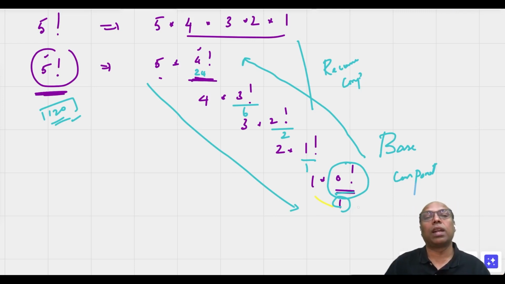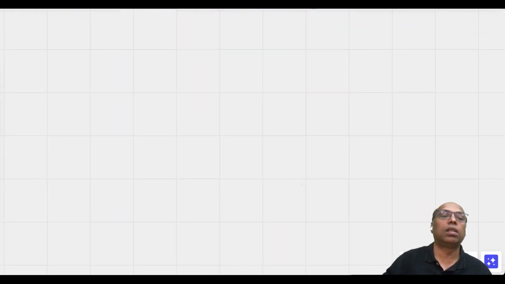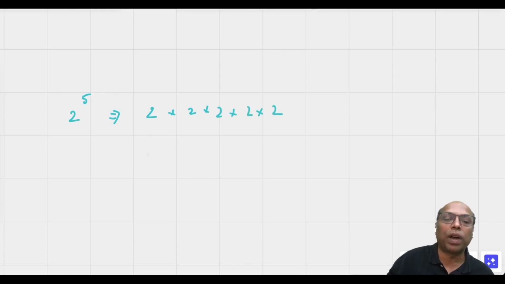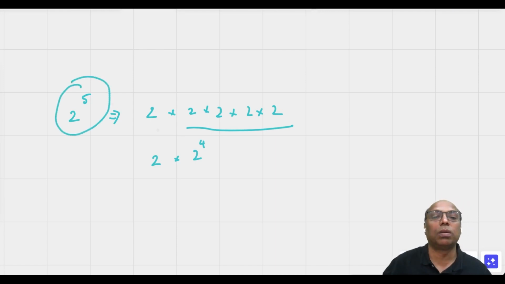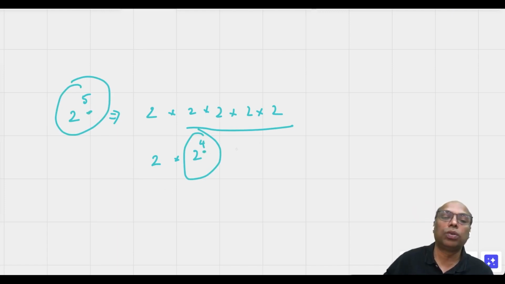Let us see another recursive algorithm. Let's say I want to find the power of a number, say 2 raised to 5. 2 needs to be multiplied 5 times. That means 2 raised to 5 can be written as 2 into 2 raised to 4. I am writing a solution to a problem using the problem itself, but not with the same input, with a different input. So 2 into 2 raised to 4. What would 2 raised to 4 be? 2 into 2 raised to 3. What would 2 raised to 3 be?